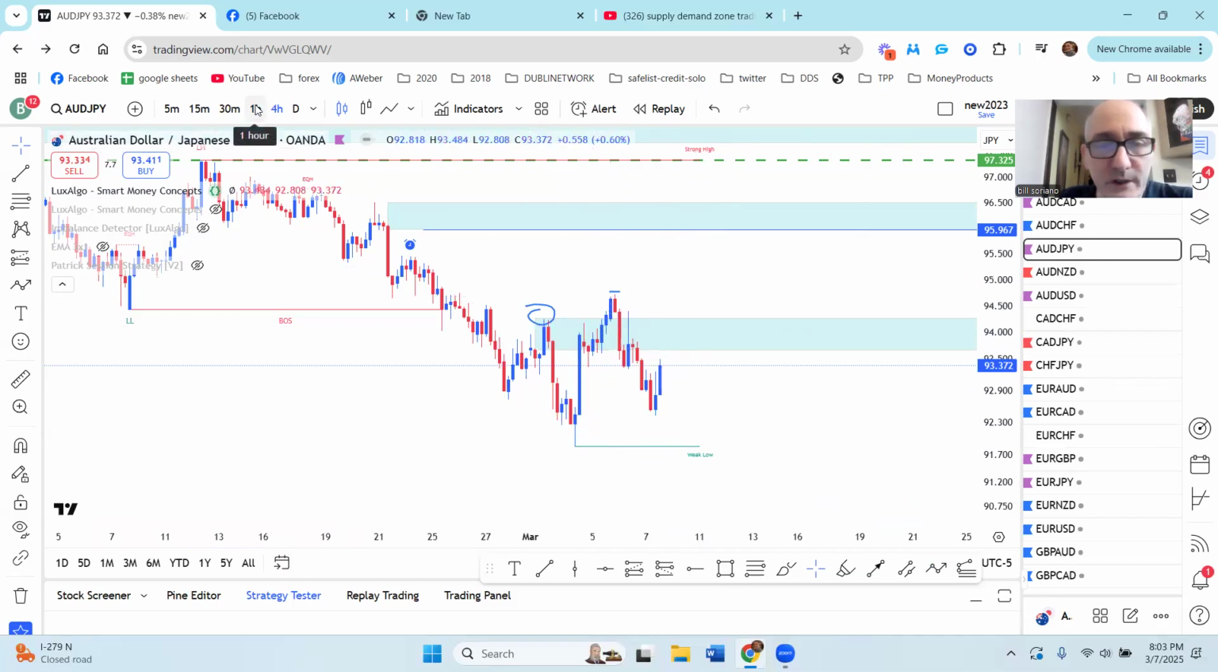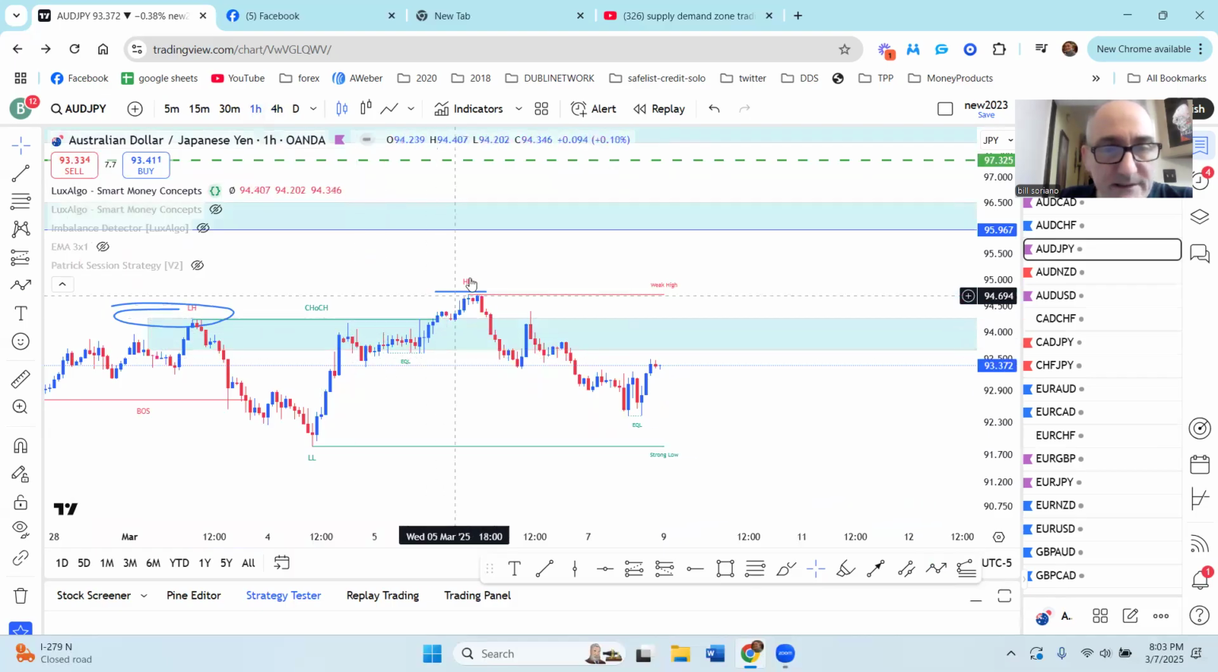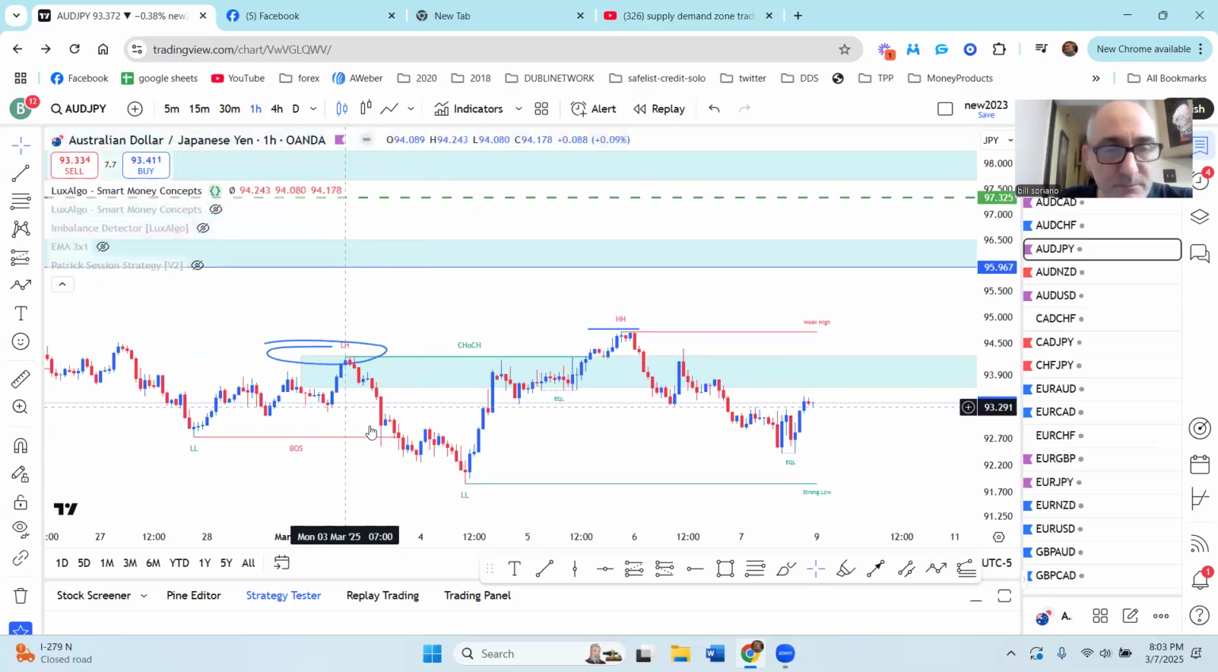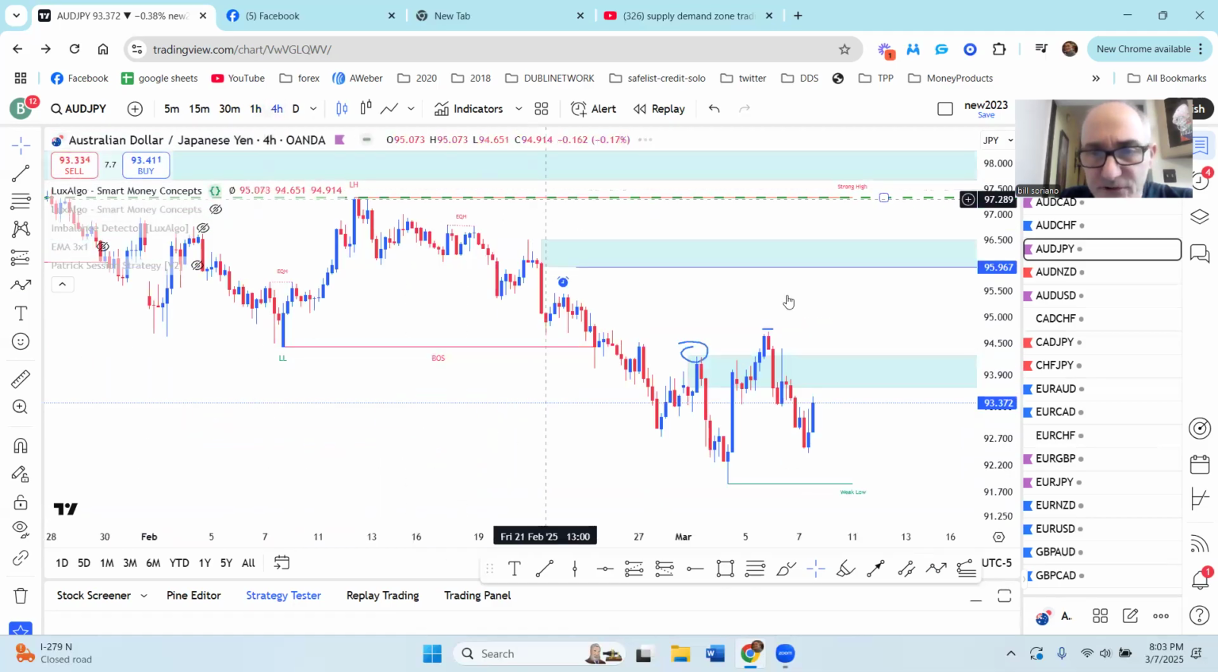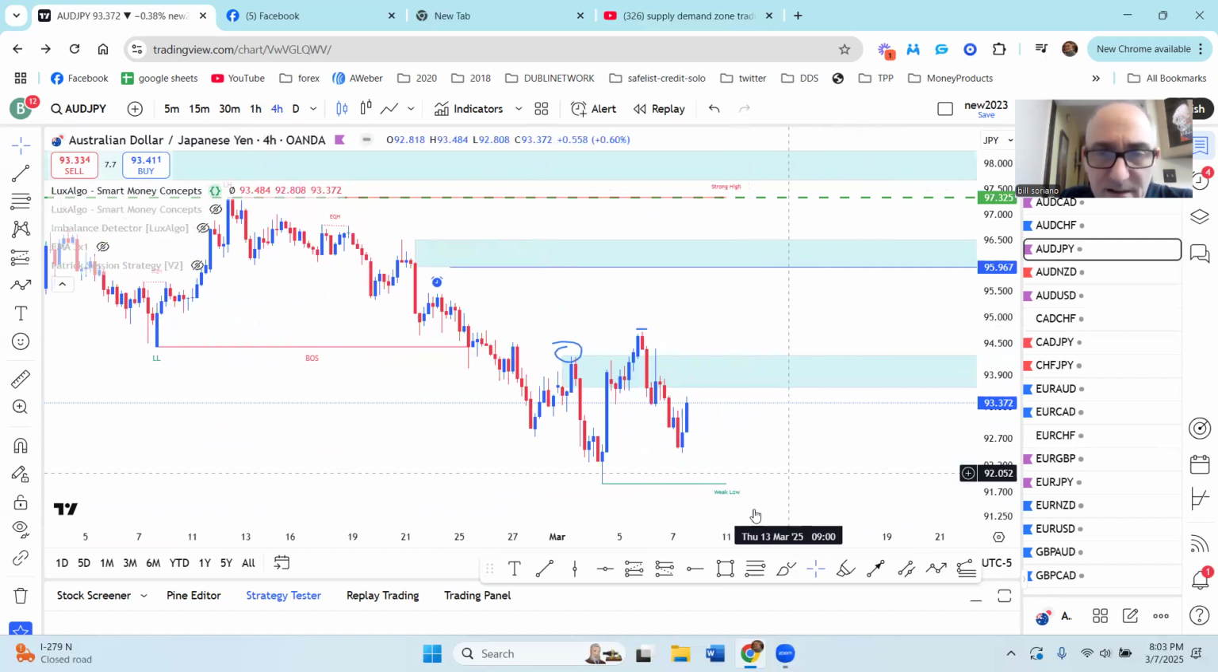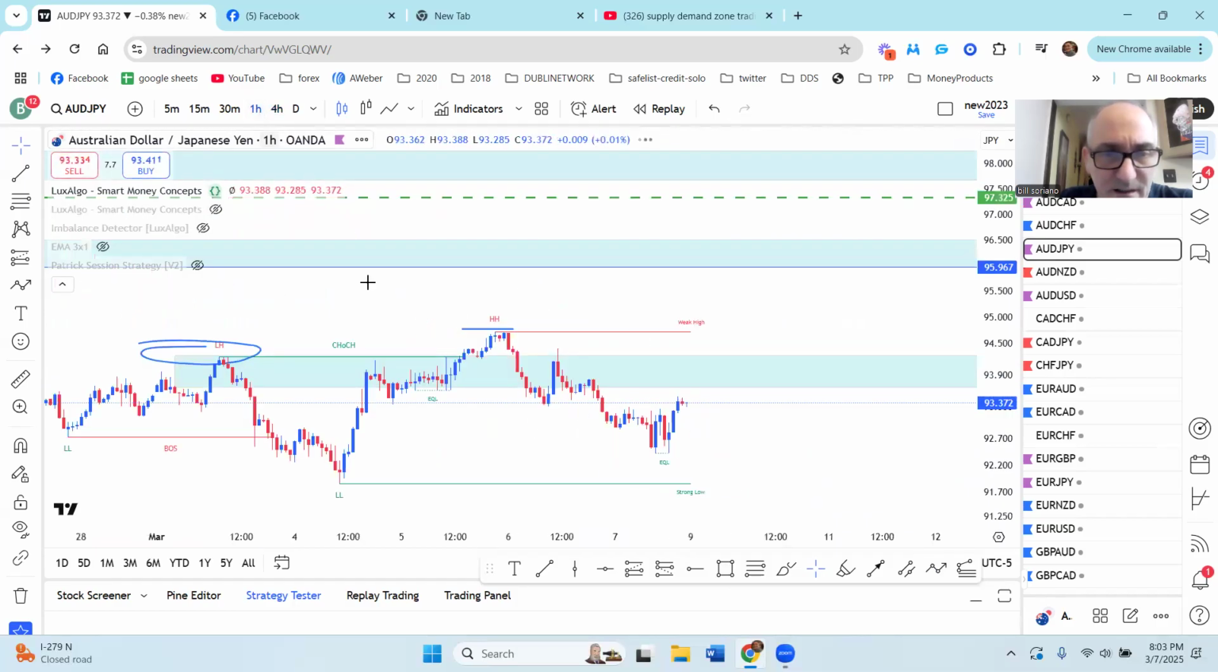So when I dropped down to the 1 hour, okay, we could see here we're looking for that change of character because price was moving up here into the zone. And this is where it came into the zone here. So let me just show you this real fast. This is our change of character right here. So we get that break and close here, right? Telling us the price is now going down.